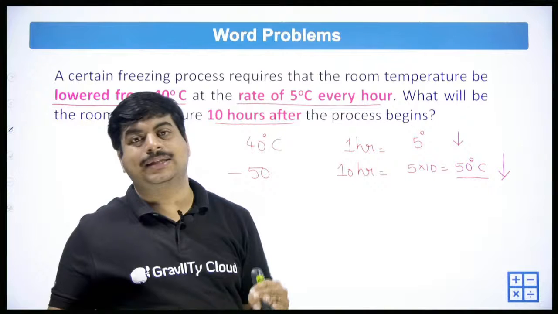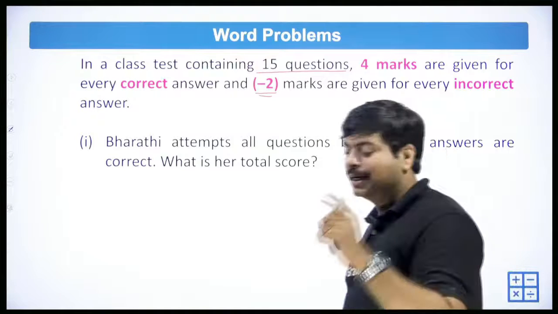You will be at a state of minus 10 is the question. What is the next question we are having? In a class test, you're writing an exam. The total questions you're having are 15 questions. The point here is 4 marks are given for every correct answer, and minus 2 for every wrong, incorrect answer.